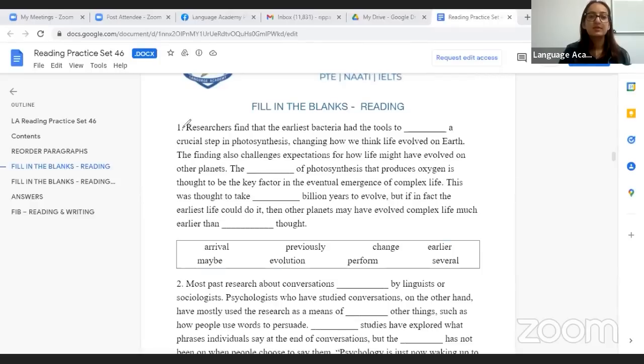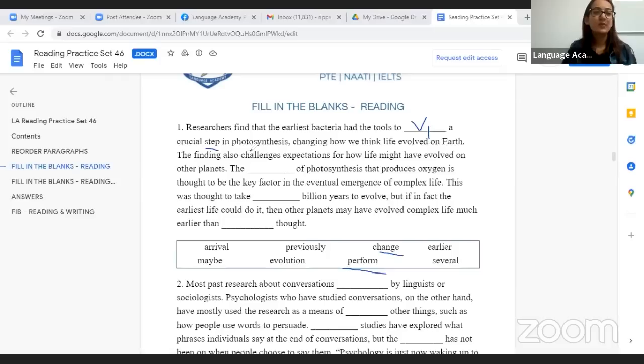Okay, let's see. Researchers find that the earliest bacteria had the tools to dash a crucial step in photosynthesis. So we took our first form of verb. We have changed, we have performed, two first forms of verb. So bacteria can dash a step. So we change. Bacteria can change a step in photosynthesis, or bacteria can do a step in photosynthesis.